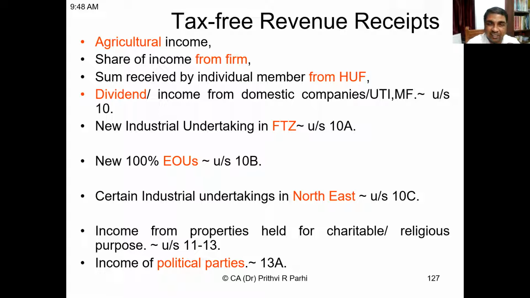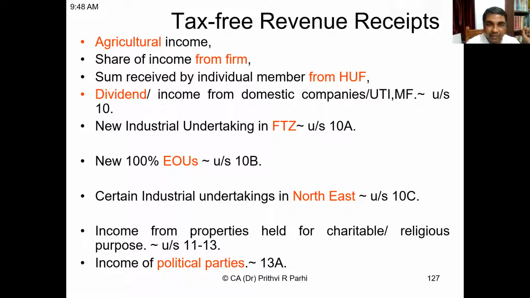Then certain industrial undertakings in Northeast states, which are covered under section 10C. Income of properties held for charitable and religious purposes, and income of political parties. So even if these receipts are basically revenue in nature, they are specifically exempted.